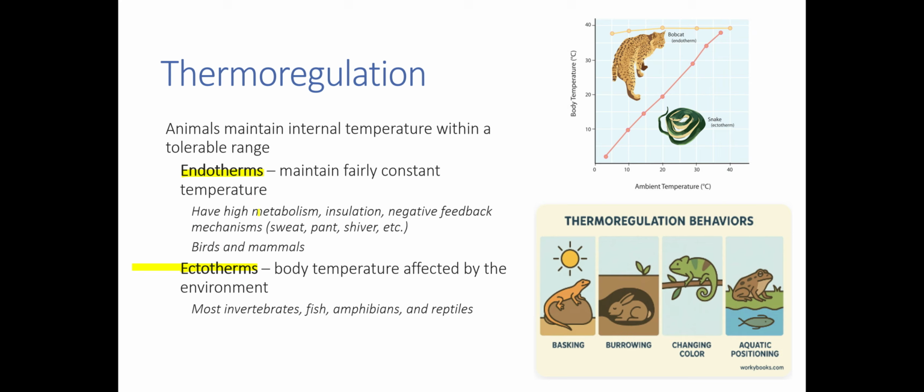So we have very high metabolism to help us generate heat in our bodies. We have insulation. You could have hair or fat. We've got negative feedback mechanisms, like when we get hot, we sweat, or when we get cold, we shiver. All of those are helping us maintain that fairly constant temperature. So it's really not necessarily cold-blooded versus warm-blooded. It's more of a constant temperature versus a variable temperature.